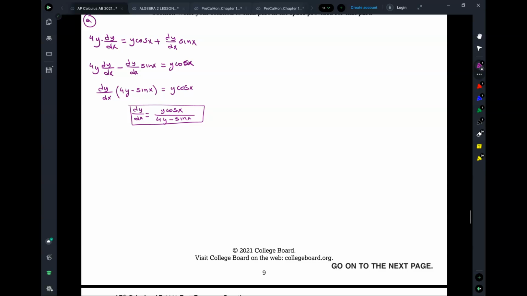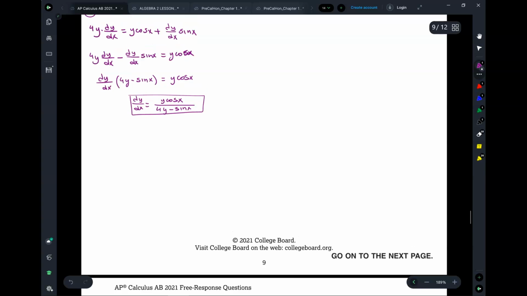Right. So what they would like to see is that you use implicit differentiation correctly. And then the rest is algebra, so they're not really going to take a lot of points for that. So it'll just probably be like 2 points for this. Yeah. So would it be okay if I took away that third step? Yeah. Okay. So that's part A.